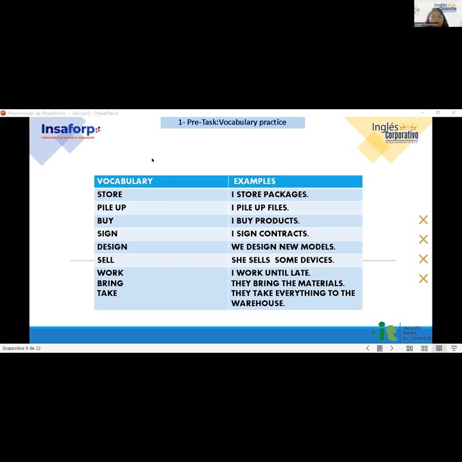Pile up. Pile up. Can you read the example, Rosa? Example, I pile up files. Okay, any idea? Pile up files. Any idea about these guys? Pile up? Let's see, Oscar, Carlos, Rafael. Ordenar, creo. Como uno sobre otro. Ajá. Pile up files. No, amontonar. Apilar. Pile up files. Are you organized? Apilar.